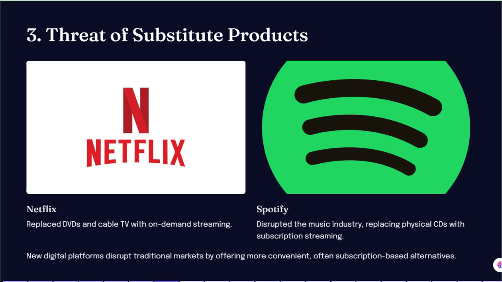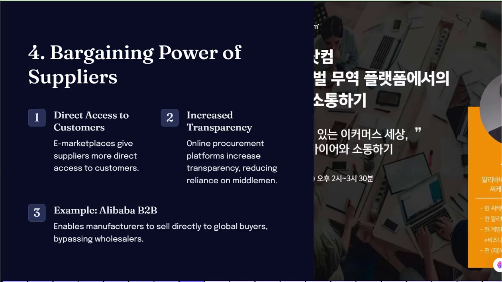Businesses must be aware of emerging digital platforms that could potentially replace their existing offerings, and they need to adapt their strategies accordingly. So the key point is new digital platforms disrupt traditional markets by offering more convenient, often subscription-based alternatives, on-demand usage for the customers. Now we look at force number 4, bargaining power of suppliers: direct access to customers and increased transparency, and we look at the example of Alibaba B2B, right?